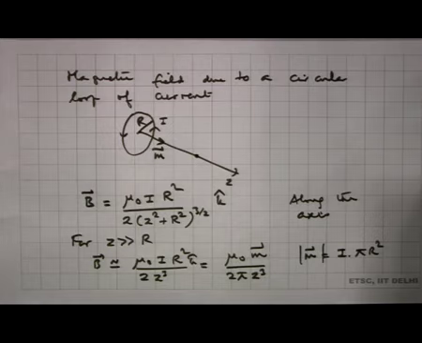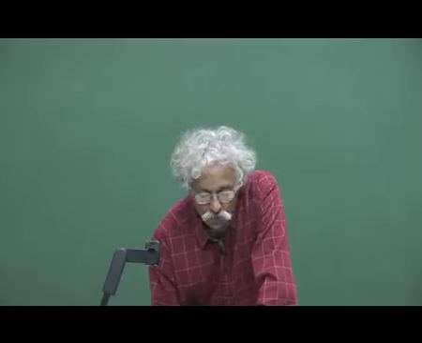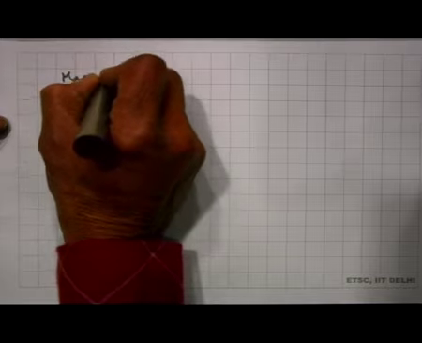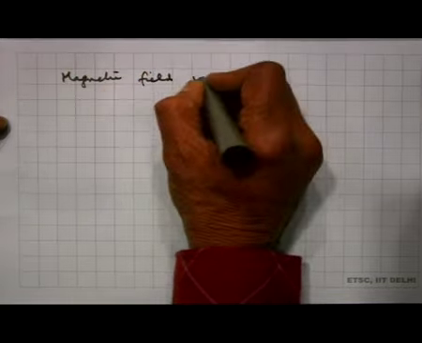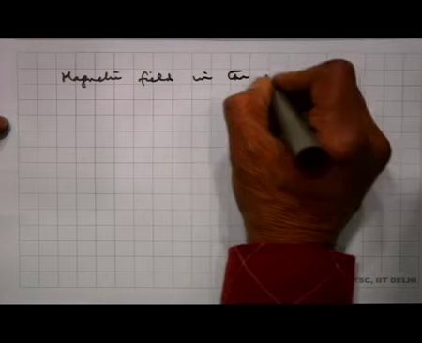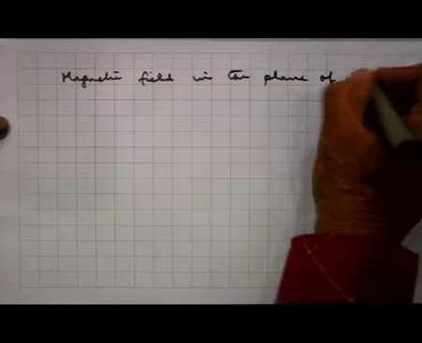Now, I wish to calculate the magnetic field in the plane of the dipole. So, I want a calculation for the magnetic field in the plane of the current loop.